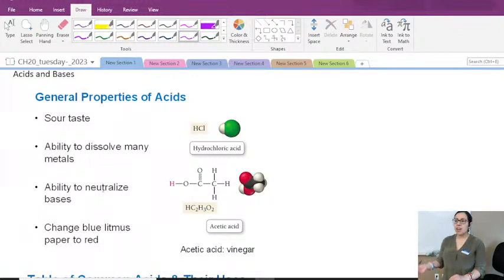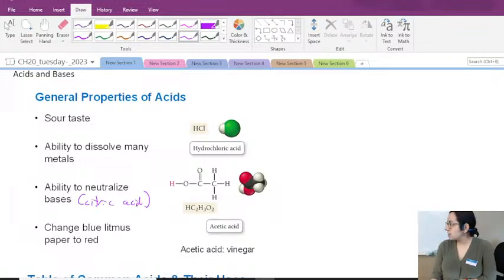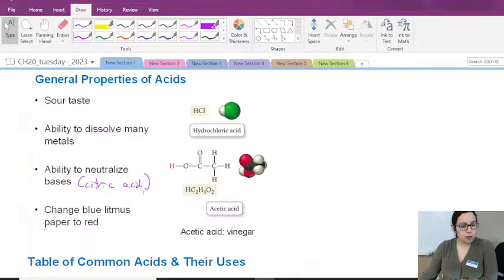You've also kind of seen that in lab, like that's why we have the spill kits with the citric acid powder. That's, of course, your base neutralizer. And again, citric acid is used in candy making, so that helps give candy like gummies or Sour Patch Kids a sour taste. And then for litmus paper, acids change blue litmus paper to red. And of course, some examples here. We have hydrochloric acid, a very simple acid, or an organic acid, shown here, acetic acid, where this is our acidic proton.